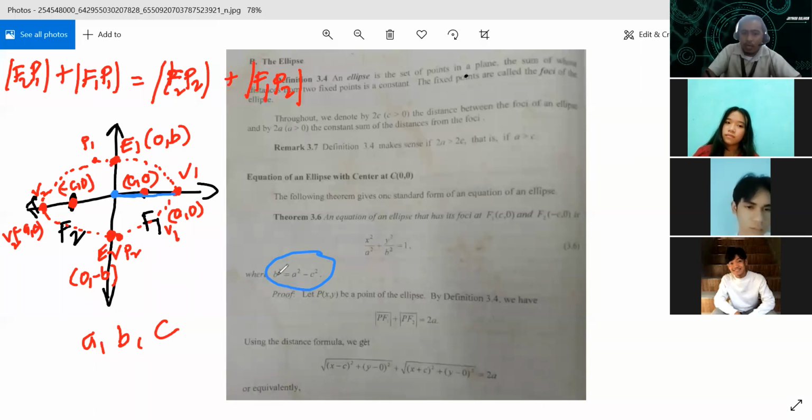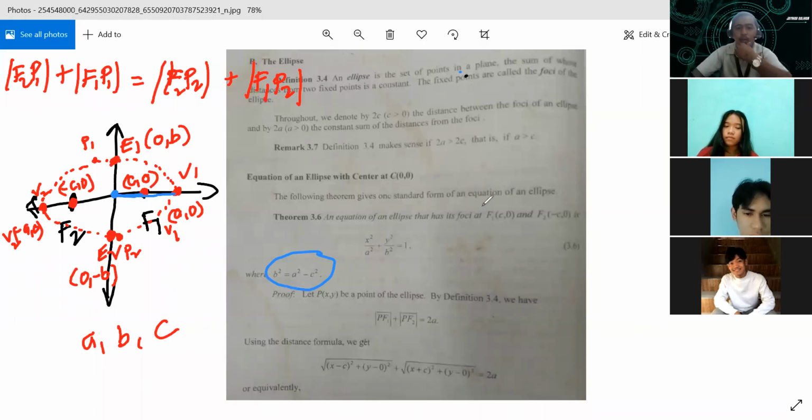So that's why you have here b squared is equal to a squared minus c squared. What is it used for? You can use that if you have the values of a and b and you're looking for c. Or the other way around, you are given a and c, and you're looking for b. So you can use that equation in finding those values.